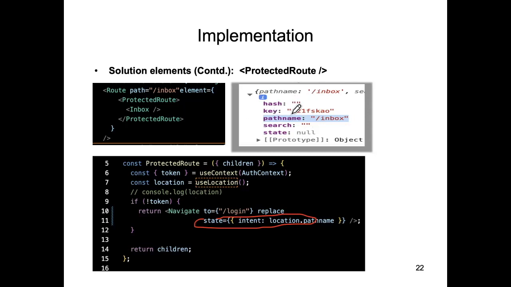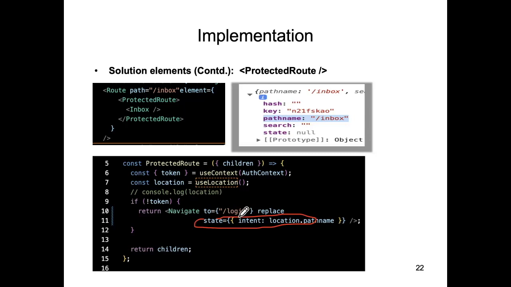The path name property is important. The rest isn't really. But you can add some extra information to the location object. And you do that by means of this state prop here. In my case, what I want to do is I essentially want to store in the location object where the user was trying to go to before we forced them to log in.